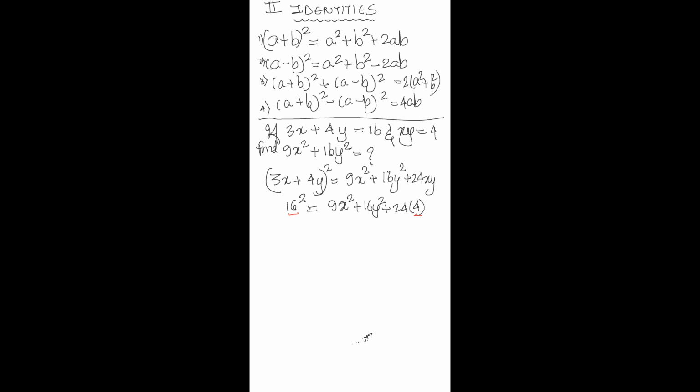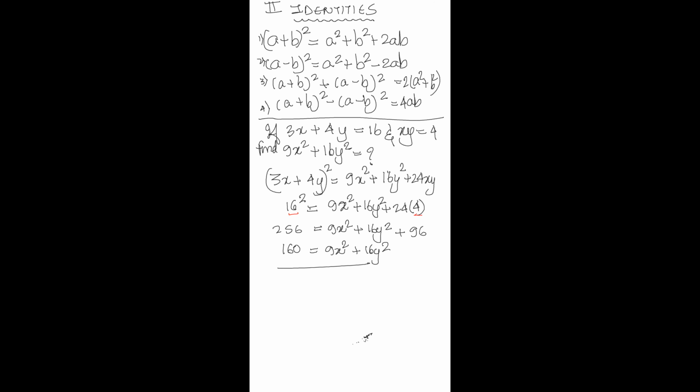Now, 16 square, you people know how much is 16 square? If we square 16, it is going to be 256, right? Yes, students, you're right. 256 is equal to 9x square plus 16y square plus 24 into 4. That will give us 96. Awesome. And then we subtract this 96 on the left hand side from 256, and we get 160.